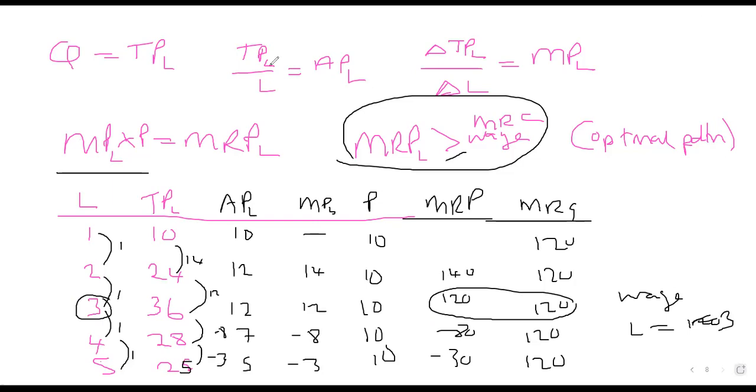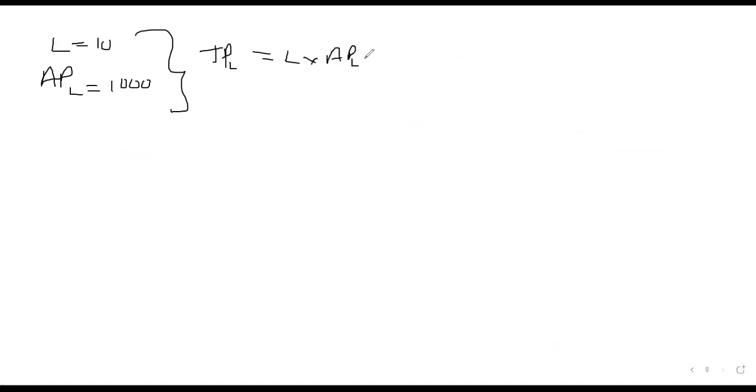Also, generally, you'll be given a question to say we have 10 laborers. The average product of labor for these 10 laborers is 1,000. So this means that the total product of labor for these 10 laborers is simply the number of laborers times the average. We're going to get 10 times 1,000, we get 10,000.